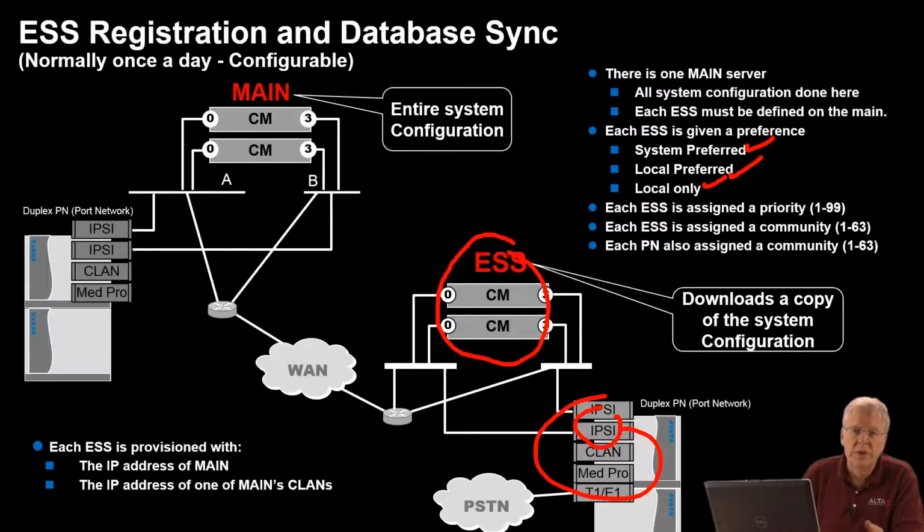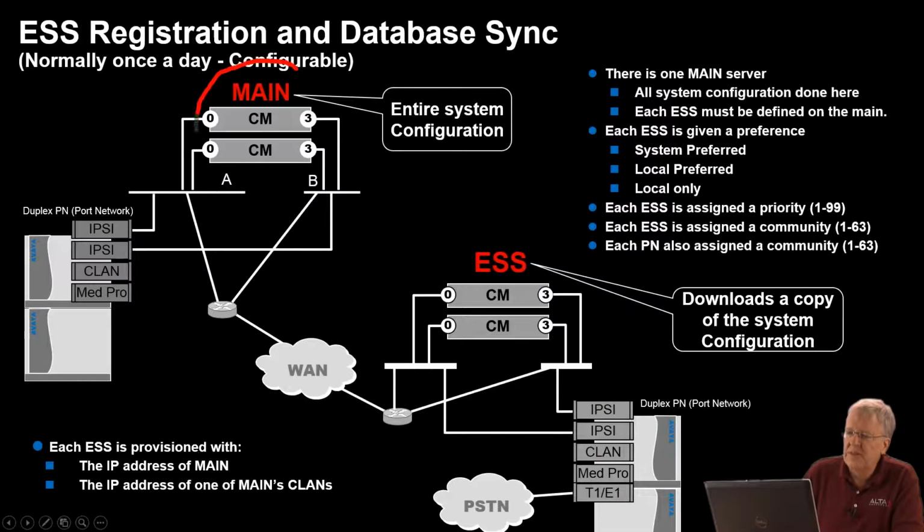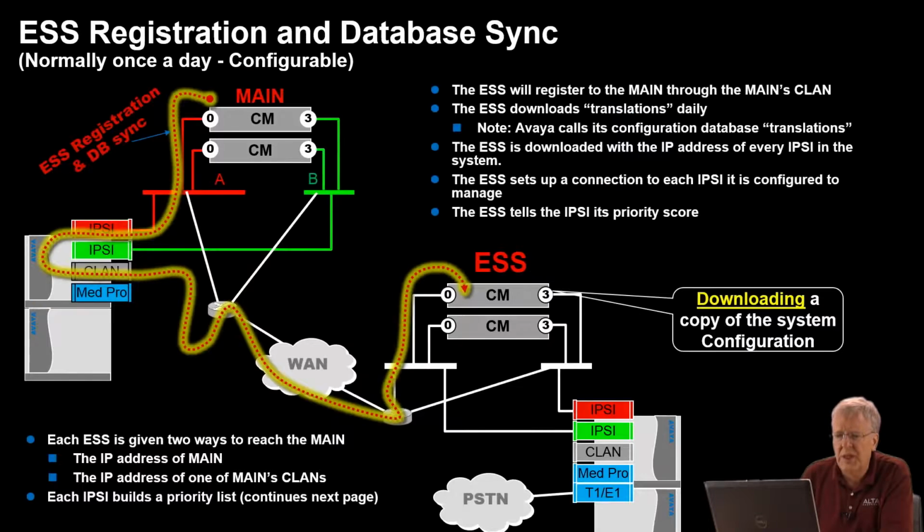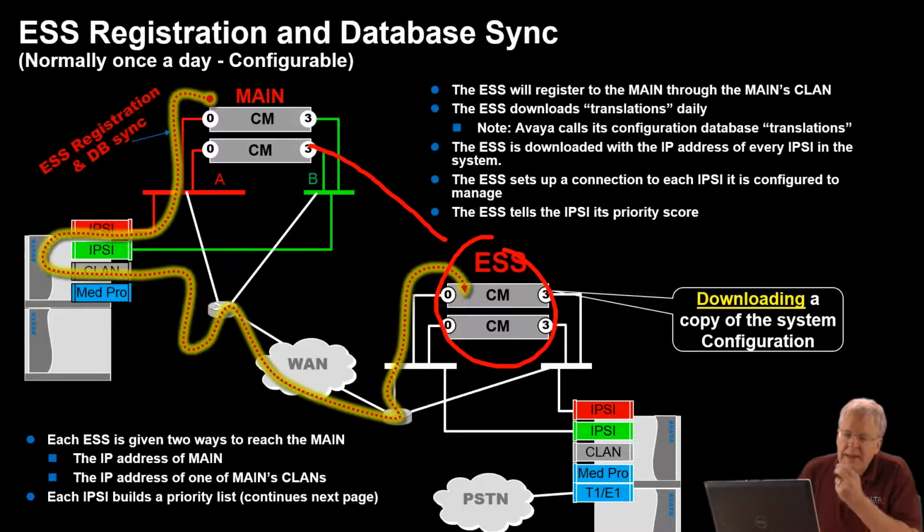Local preferred and local only sort of speak for themselves as to the relationship of control. But what we don't want to do is have to configure the main and then also have to type the exact same stuff in again. And here's where Avaya did a really wonderful job. It's possible with ESS registration and database sync that when you configure the communications manager in the core, it will download the ESS wherever the ESS stack might be.